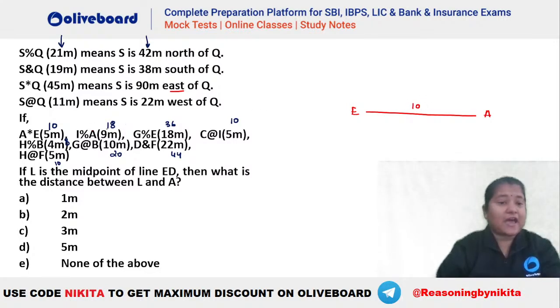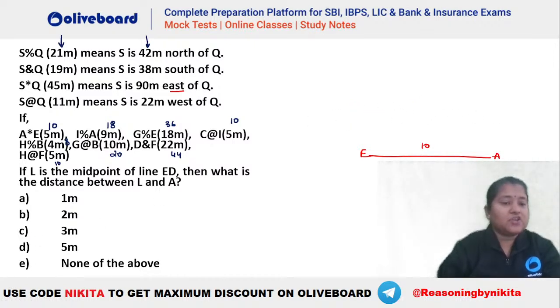After that, we have I percentage A. Percentage means north. So I has to be towards the north of A. Okay, let me draw your E and A here a bit below. Let's say this is your E, this is your A, this is your 10. Okay, chalo. So let's draw I here. So I is towards the north of A, right? And the distance between them is 18 meters. Let's say this is your I here and this is 18, something like this.